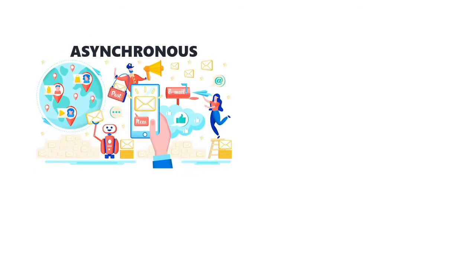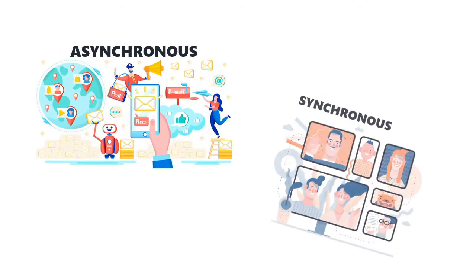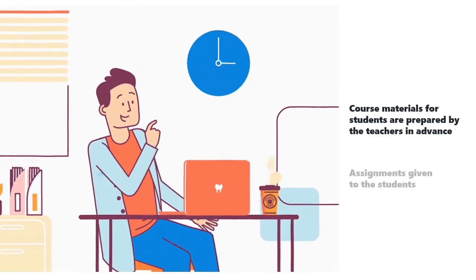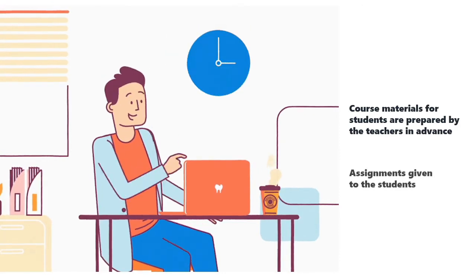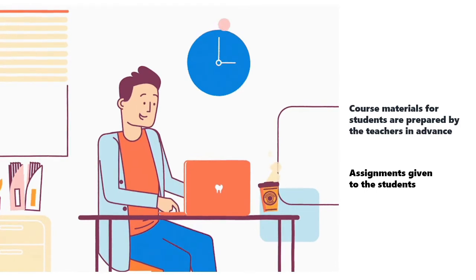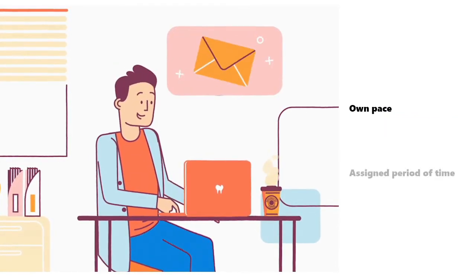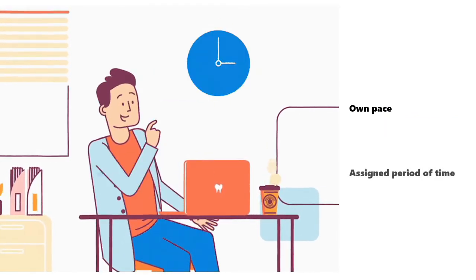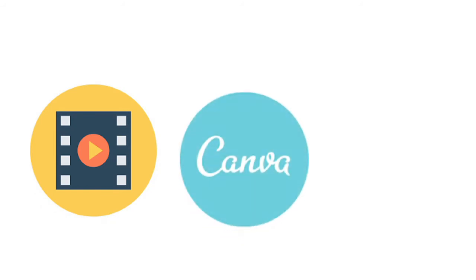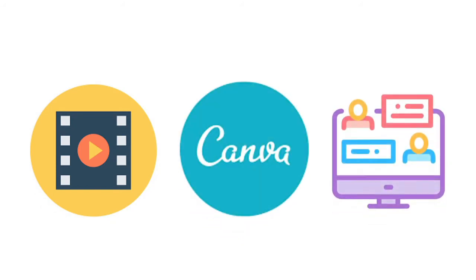For this kind of learning method, there are two kinds of modes: asynchronous and synchronous. Asynchronous is the mode where the course materials for students are prepared by the teachers in advance. Along with these materials, there will also be assignments given to the students. These course materials and assignments can be done by the student at their own pace, but they will have to complete it according to the assigned period of time given to them. Some examples of the platforms that use this mode of learning are videos, Canvas, recorded lectures, and discussion boards.